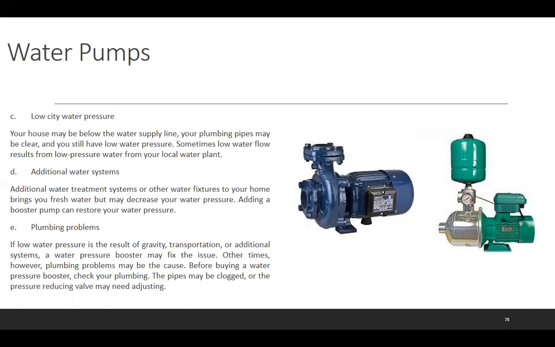E. Plumbing problems. If low water pressure is the result of gravity, transportation, or other additional systems, a water pressure booster may fix the issue. Other times, however, plumbing problems may be the cause. Now, before buying a water pressure booster, check your plumbing. The pipes may be clogged or the pressure reducing valve may need adjusting.